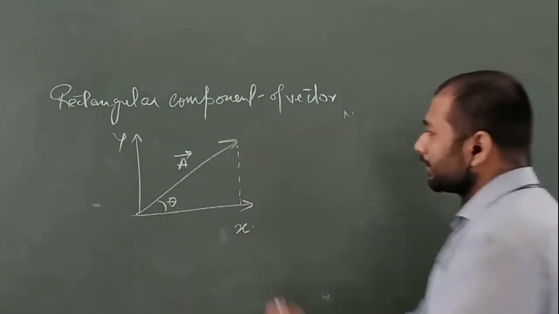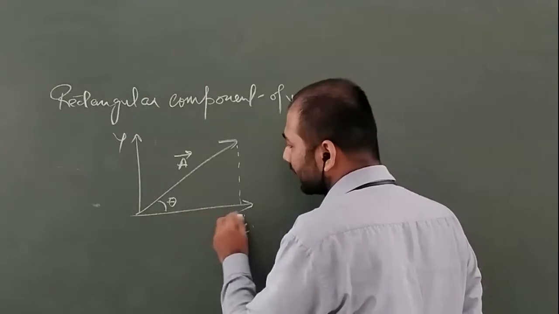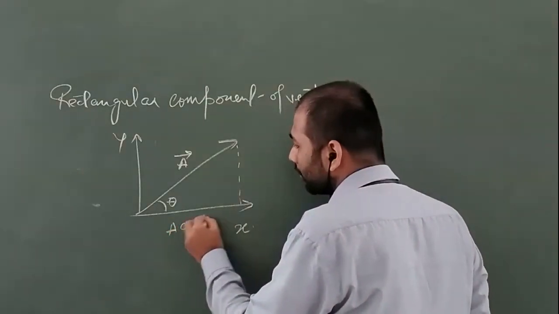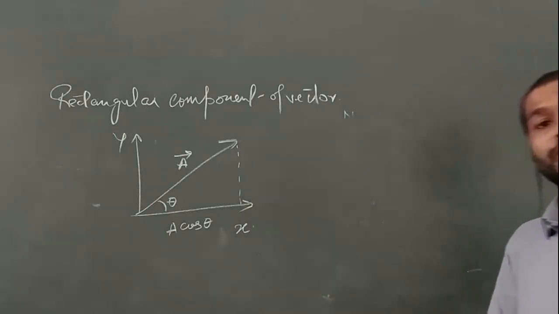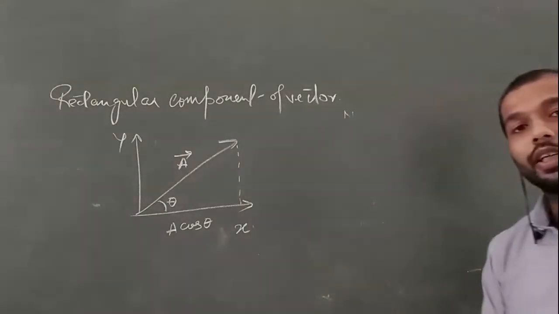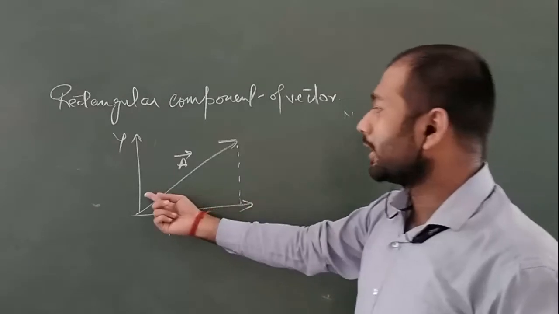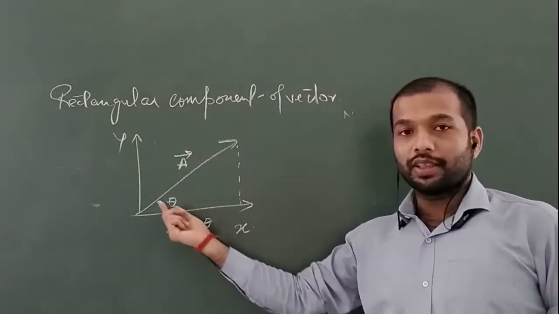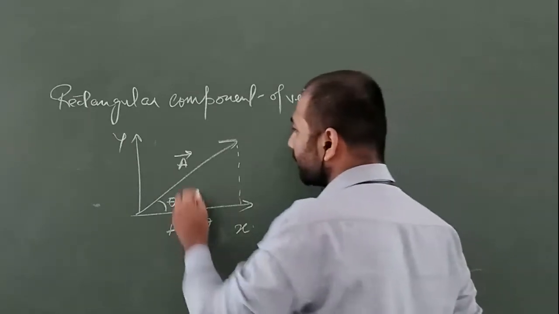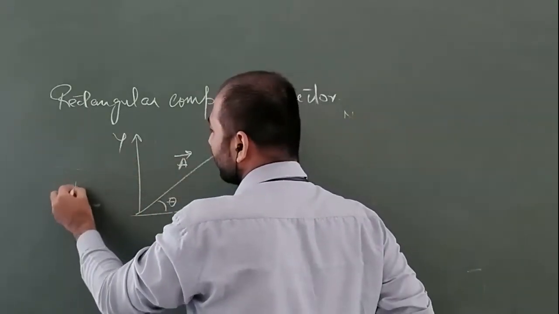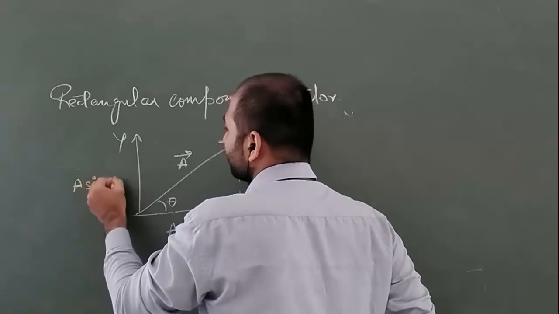So what we can write, the component of A along the x-axis is A cos theta. Okay, so whatever the angle is attached to, you will use the cos theta with that particular axis. Now you can see that on the vertical side, the angle is not attached with the y-axis. So how will we write it? We will use the component of it along the y given by A sin theta.